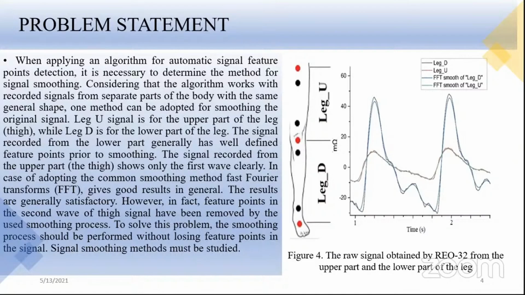Figure 4 shows the raw signal obtained by the Rio-32 device from the upper part and lower part of the leg. In the signal of the lower part of the leg, we can see that all feature points are clear: C, I, and D. But in the signal of the upper part of the leg, just feature point C is clear. In most cases, the point C is clear, while the points I and D are not as clear as in the lower leg signal.